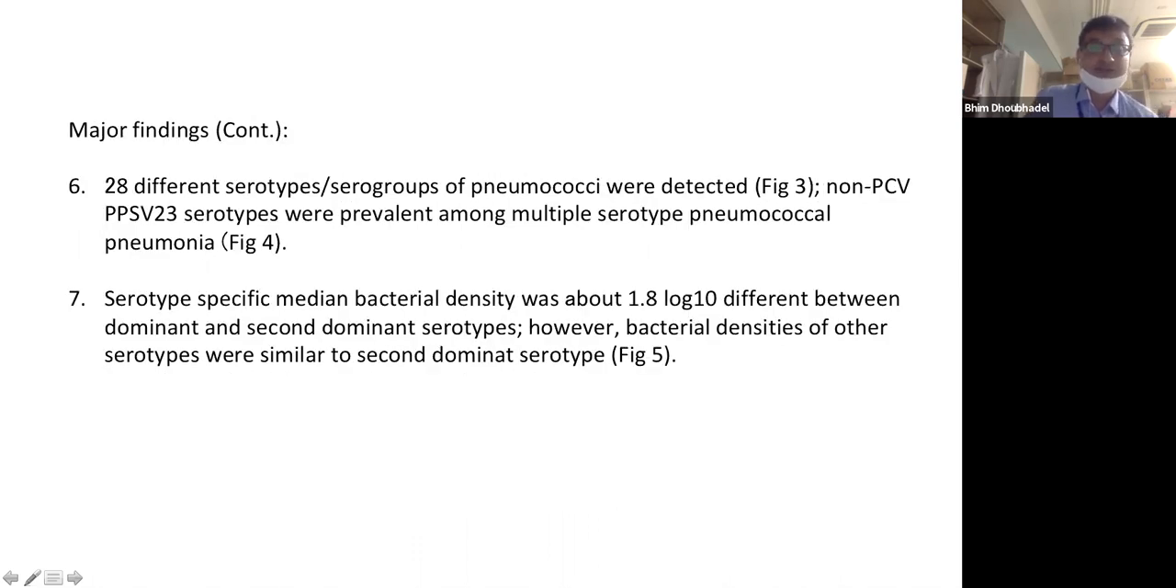And we found 28 different serotype groups of pneumococci, and non-PCV13 polysaccharide serotypes were prevalent among multiple serotype pneumococcal pneumonia. This is also an interesting finding.